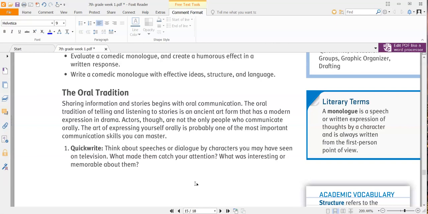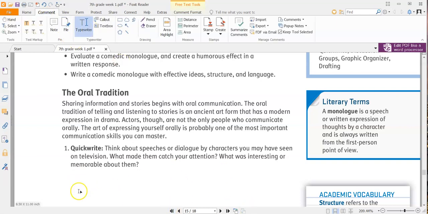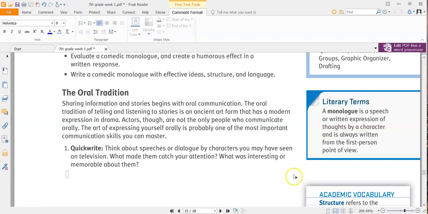Okay, so this could have been any kind of political speech like the president. This could have been in a movie. This could have been whatever you might have seen on television or in a movie about somebody making some kind of a speech or having some kind of lengthy dialogue, okay? And think about what was interesting or memorable about them and that caught your attention and write it here. Don't forget to use our tool, typewriter, in order to click and start typing directly on the document.